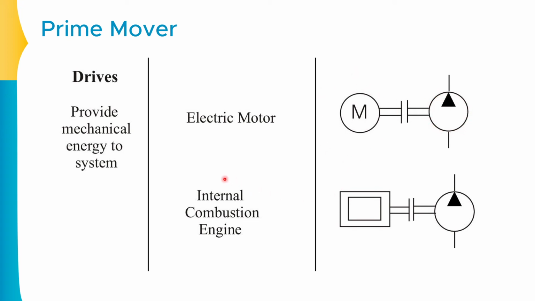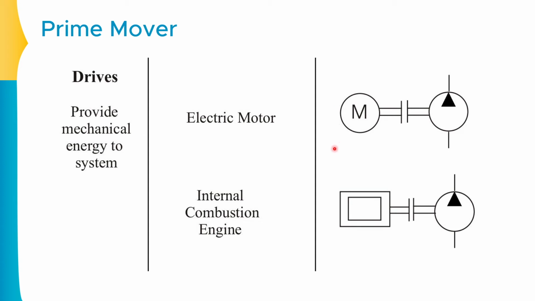The second prime mover can be the internal combustion engine. The internal combustion engine will convert the chemical energy of the fuel into mechanical energy. The symbol of the internal combustion engine is this specific rectangle, and as the electric motor is the motor, its symbol will be a circle inside which we need to write M. So this is the symbol of the electric motor.